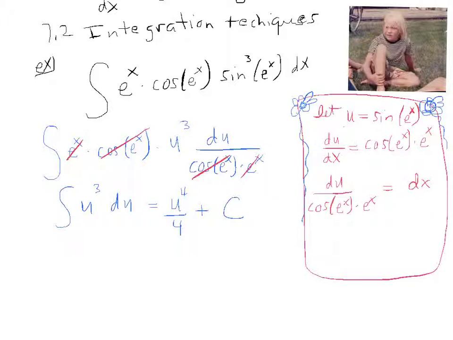And then the only thing I have to do, remember, is to go back and put what u was. Well, u was sine e to the x. So we're going to take that, raise that to the 4th power, divide by 4, and add c, and that is the solution. That is my y. That's my function whose derivative is this right here.